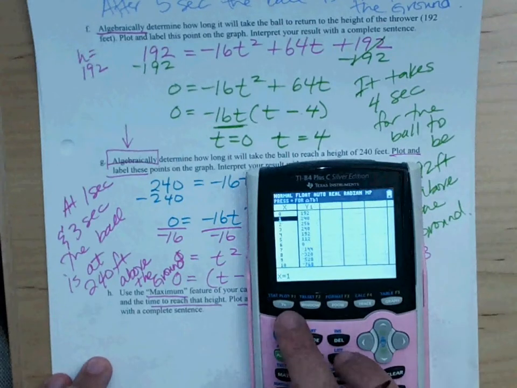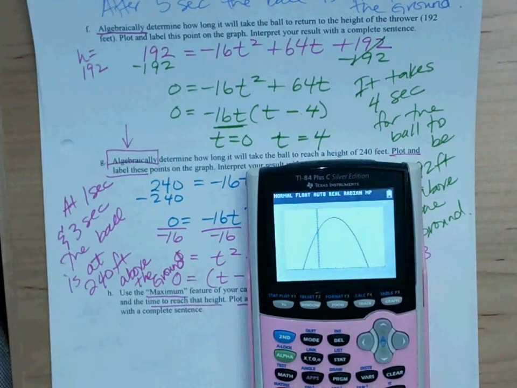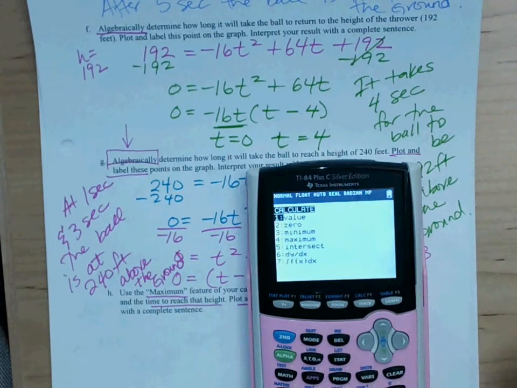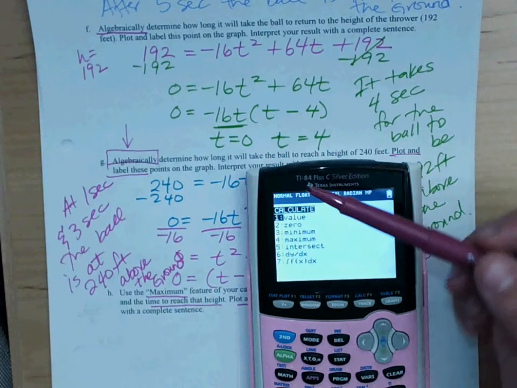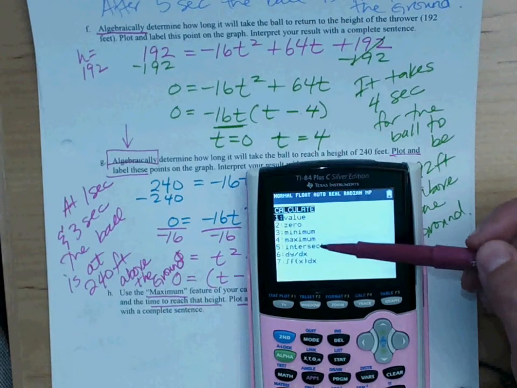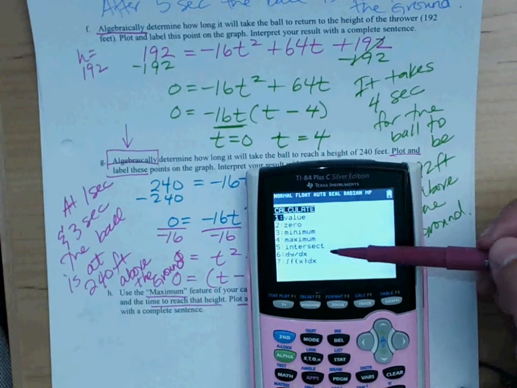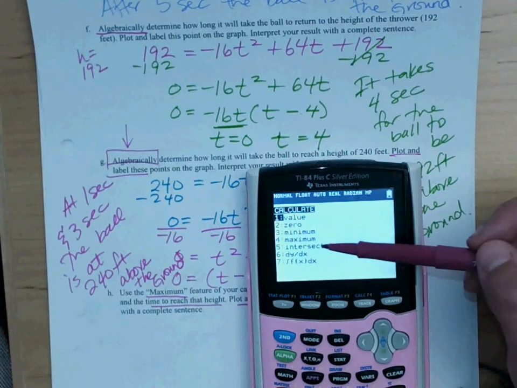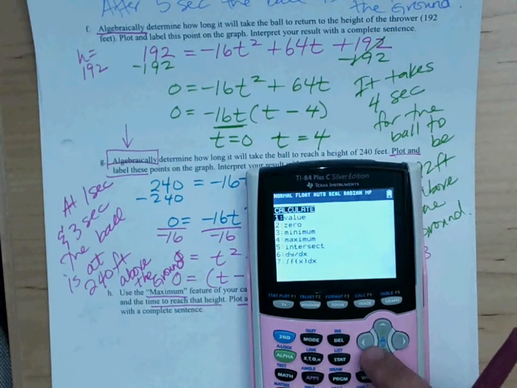Okay, if I go back to the graph, I forgot to show you guys the intersect, but it's in the same menu. If I go second calculate, I get this whole entire calculate menu. Value, 0, minimum, maximum, intersect. The intersect could have been used to find the intersection between those two lines. I meant to do that on the last problem. Maximum, is that going to give us the vertex?